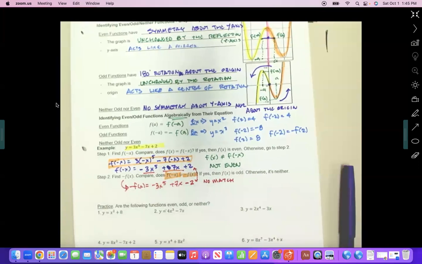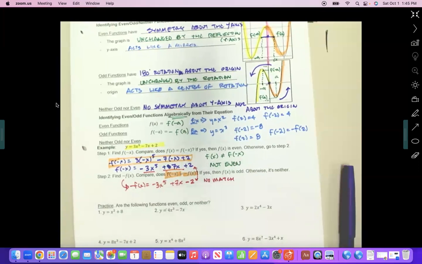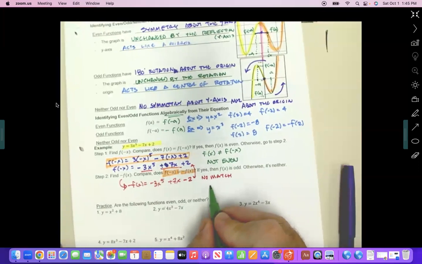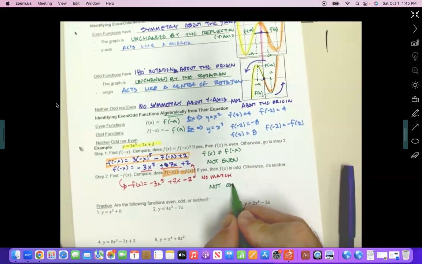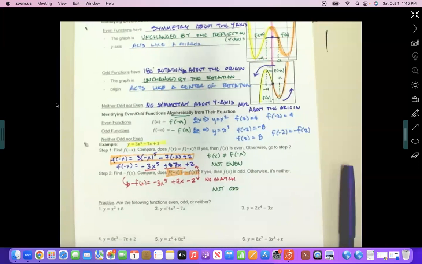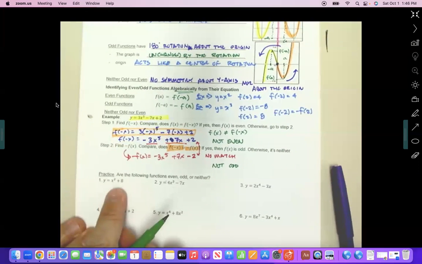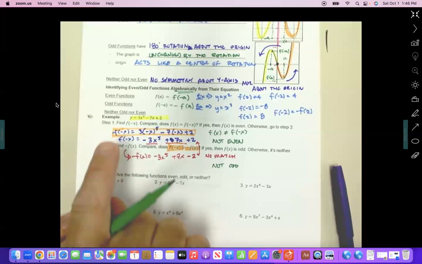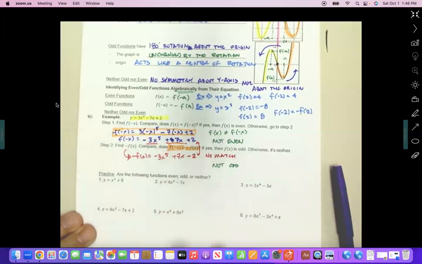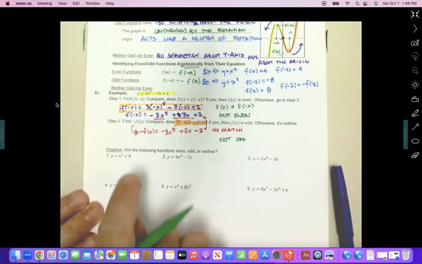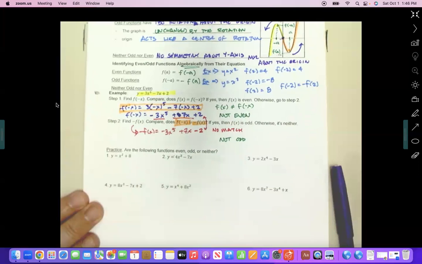Therefore, we have shown that this is not only not even, but it is also not an odd function. We've shown this algebraically. Let's go ahead and practice a few more here. Okay, so our first function, I'm going to first do it algebraically since that isn't something you've practiced a lot, and then we'll talk about the graph itself.